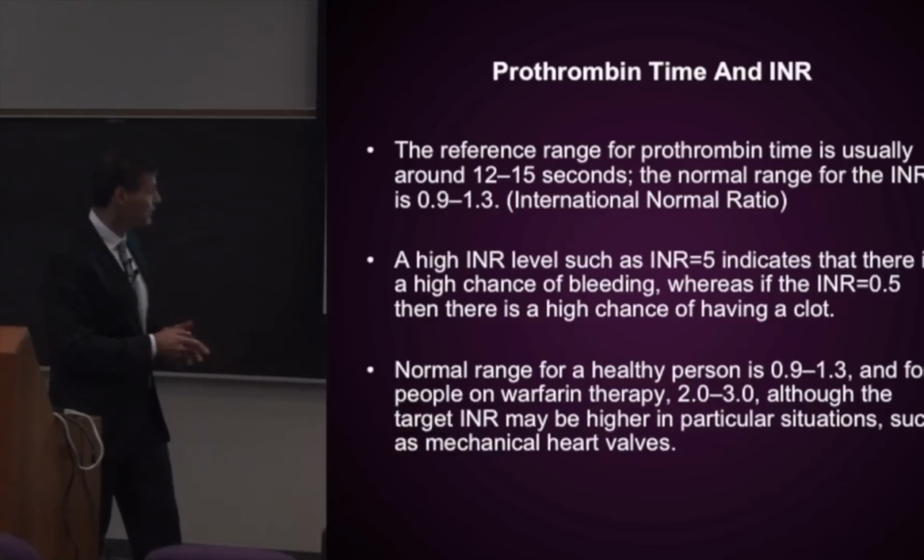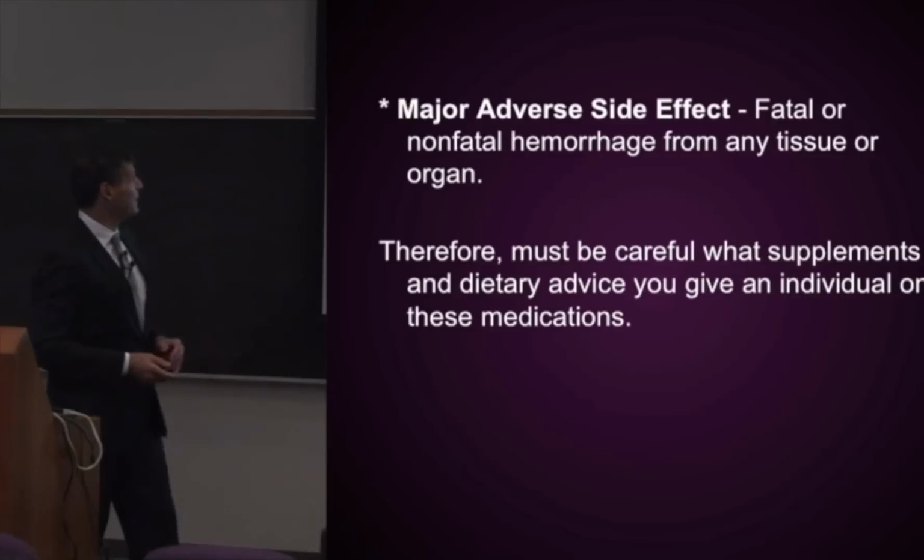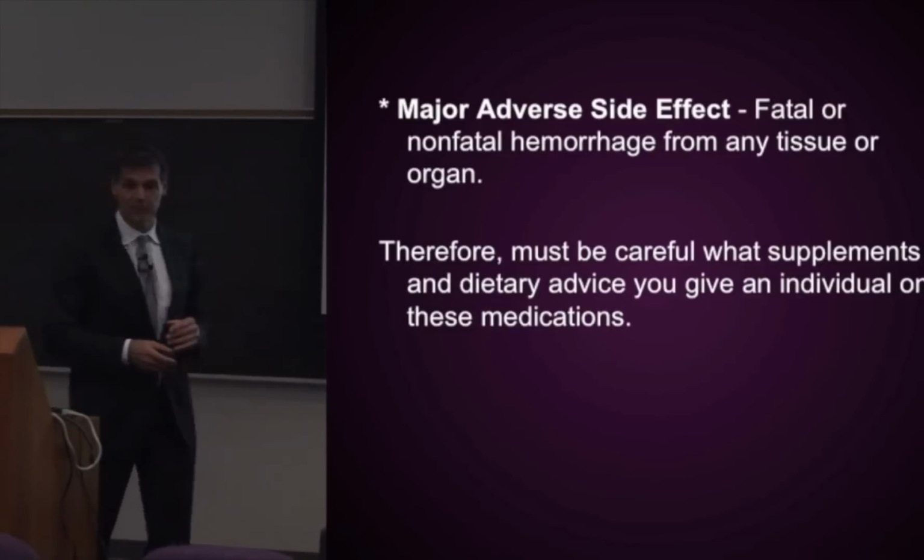So a normal healthy person is between 0.8 or 0.9 to 1.3. People on warfarin might be as high as 2 to 3 INR, and that might be the target they want for these people to make their blood less sticky. The major adverse event is fatal or non-fatal internal hemorrhage. So you have to be very, very careful with the drug itself, as well as supplements, foods, and medications that can interfere with how the drug works.